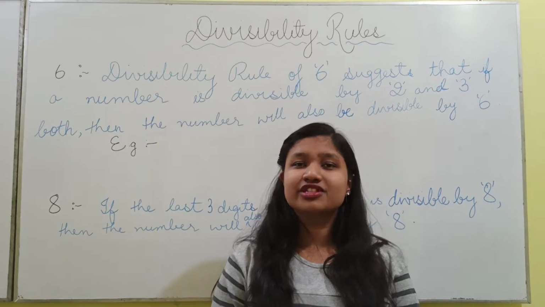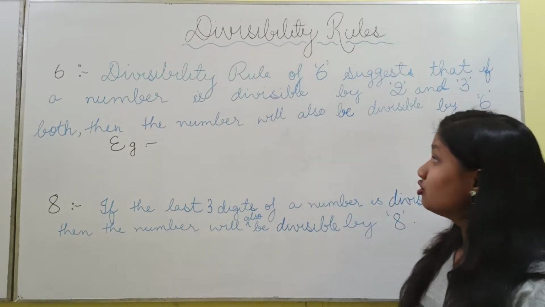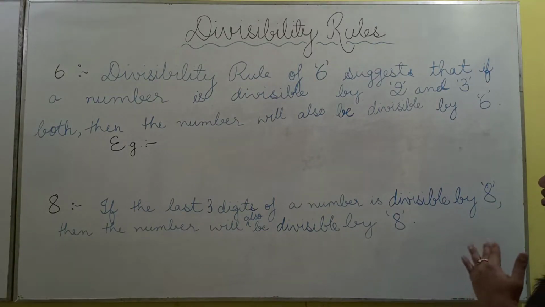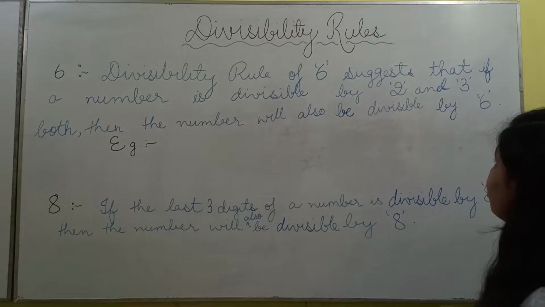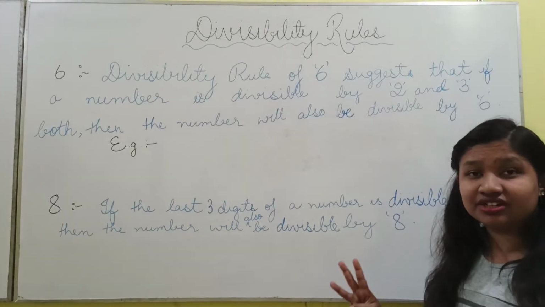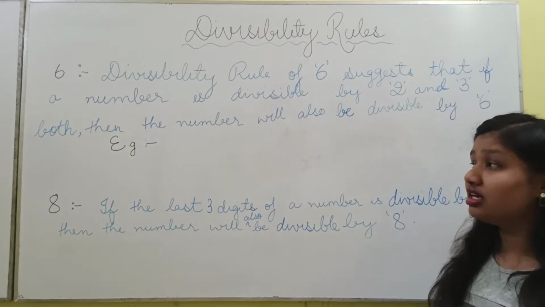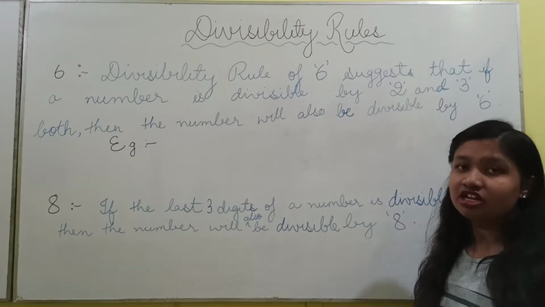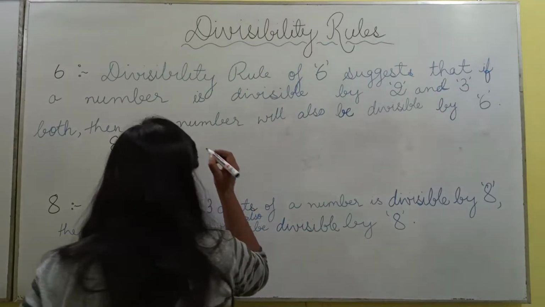Now, what is the divisibility rule of 6? So, the divisibility rule of 6 suggests that if a number is divisible by 2 and 3 both, then only the number will also be divisible by 6. Now, let's take an example.